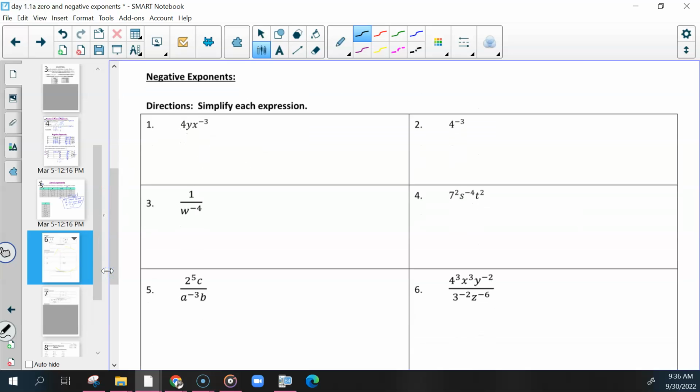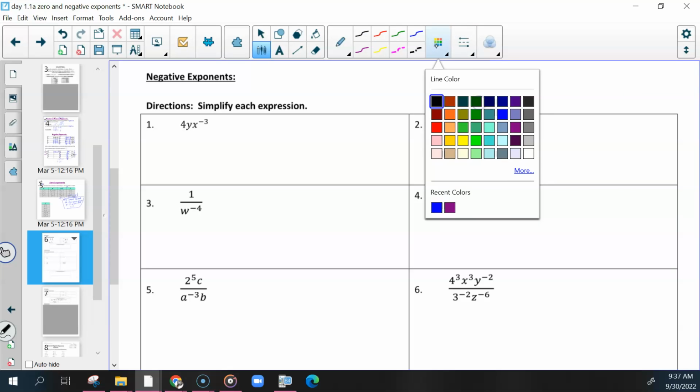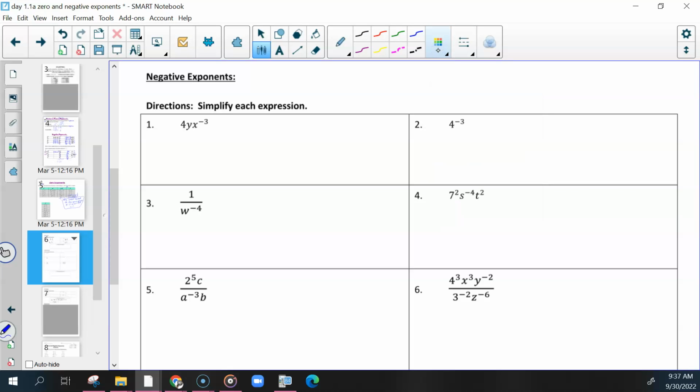Okay. For number 1 in the negative exponent section, we have 4y(x to the -3rd). Is everything being raised to the -3rd? No. What all is being raised to the -3rd? Just x. So that is the only thing that's going to change. So we would write this as 4y. Everything's really multiplying because they're all next to one another. How would we rewrite x to the -3rd? 1/x cubed.